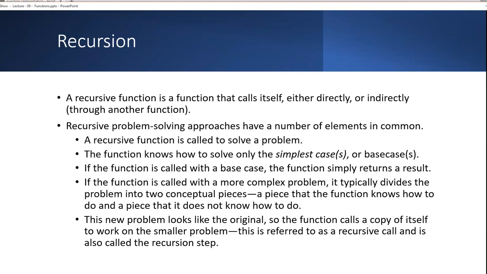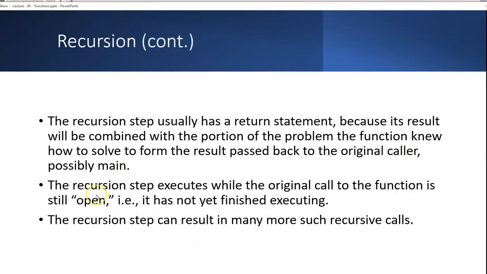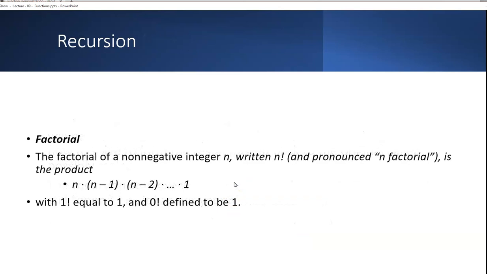This new problem looks like the original, so the function calls a copy of itself to work on a smaller problem. This is referred to as a recursive call and is also called the recursion step. The recursion step usually involves a return statement because its result will be combined with the portion of the problem the function knew how to solve to form the result passed back to the original caller. The recursion step executes while the original call of the function is still open, i.e. it hasn't finished. The recursion step can result in many more such recursive calls.